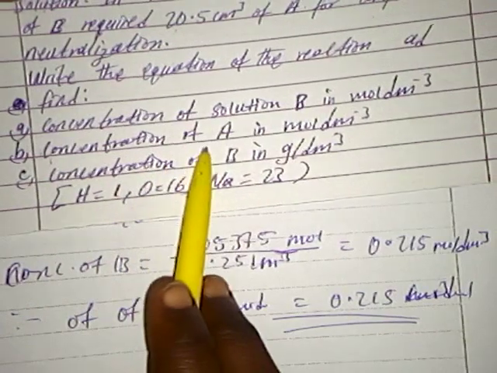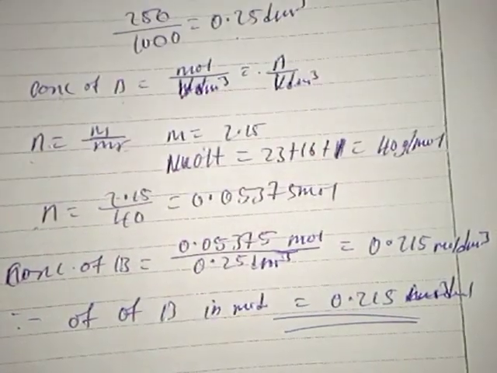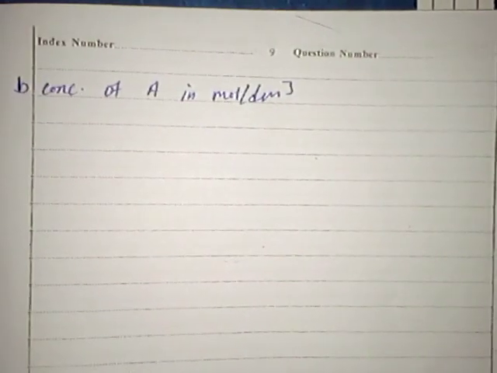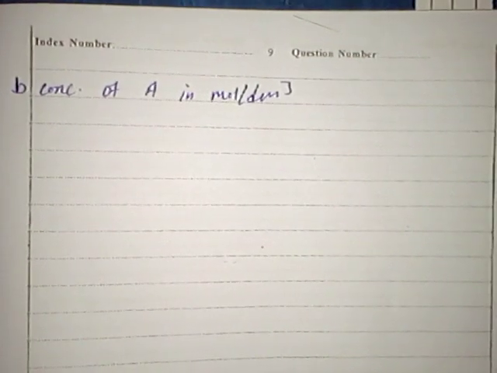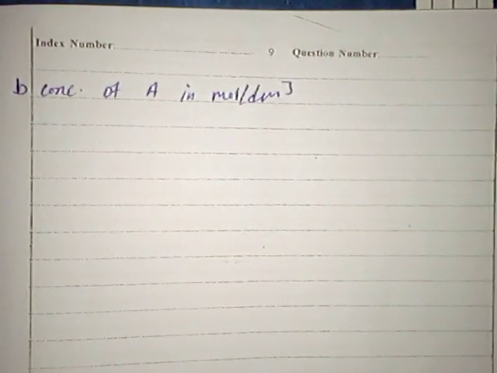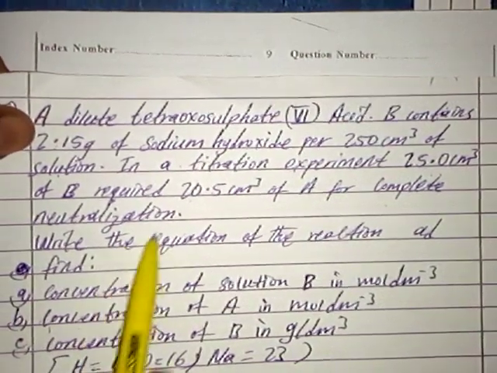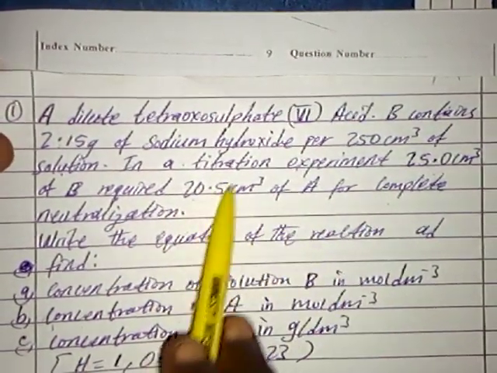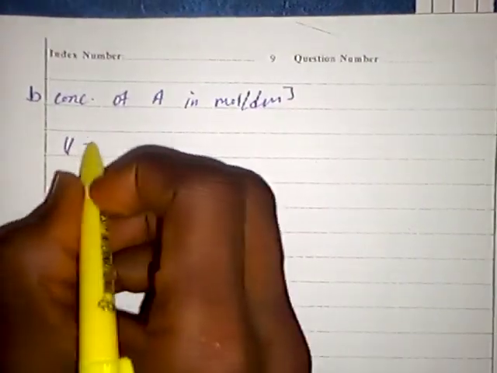We have found the first one. Now we say the concentration of A in mole per dm cube, that is the molar concentration of A. How are we going to find it? If you look at the question, they only gave us the volume of A, which is the acid. So say volume of A is what?